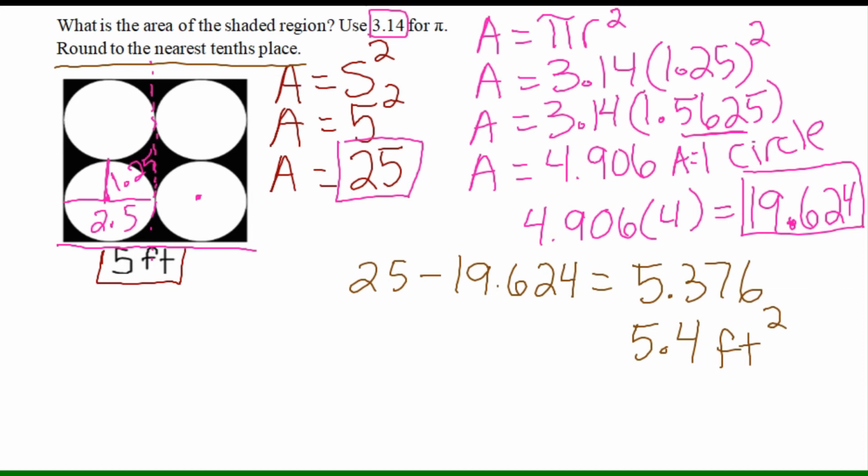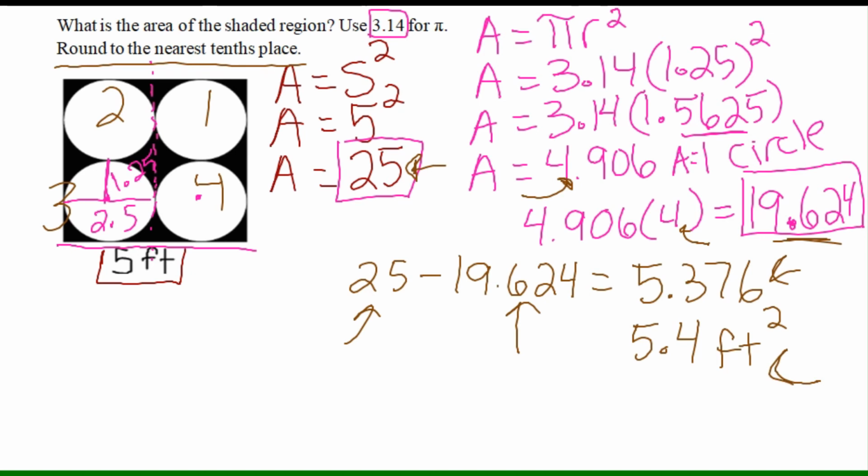So again, we first found the area of the entire shape, which was 25 feet squared. Then we had to find the area of one circle, and then we had to multiply by 4 because there's 1, 2, 3, 4 circles. And then once we got that number, we had to subtract the 2 numbers to get the leftover, and then we round it to get our final answer.